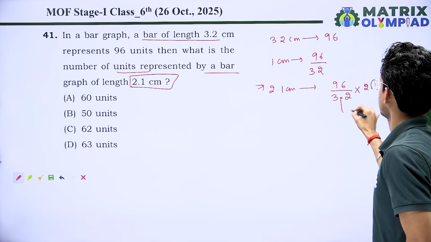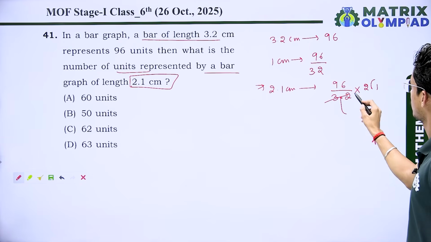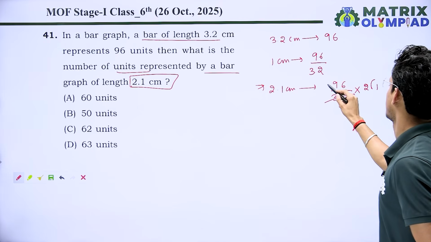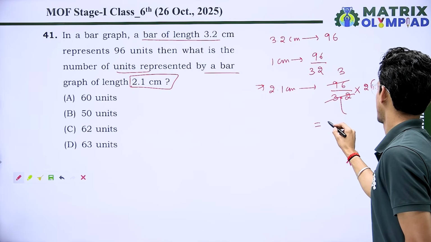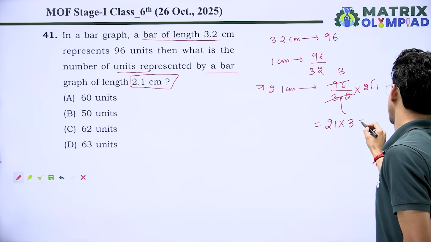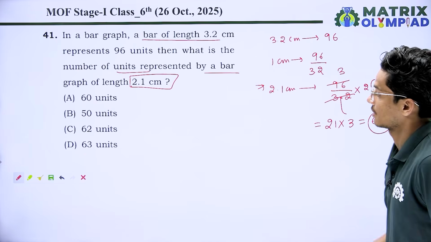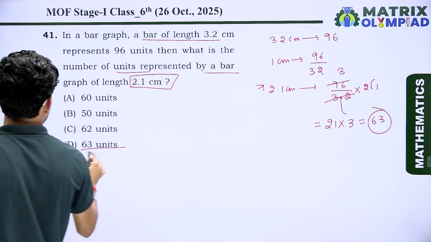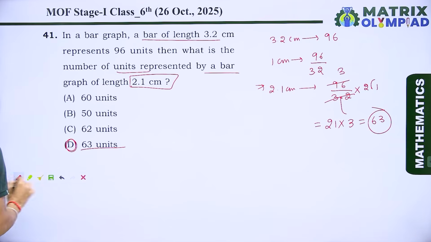2.1. So point to point cancel out. So I can write here 32 times 3 is 96. It means 21 multiplied by 3. Here we get that is 63 units. So 63 units here. It means option number D is the correct answer over here.